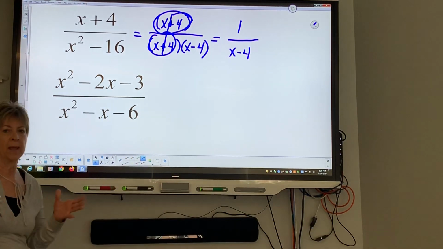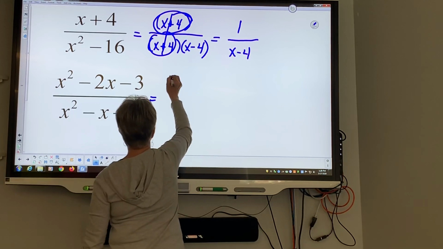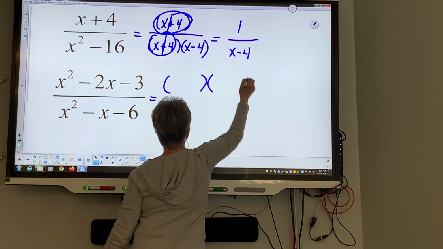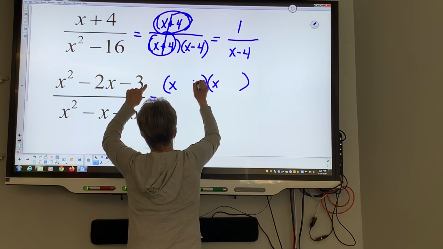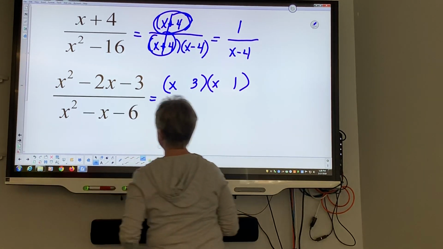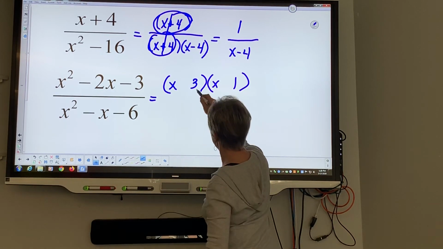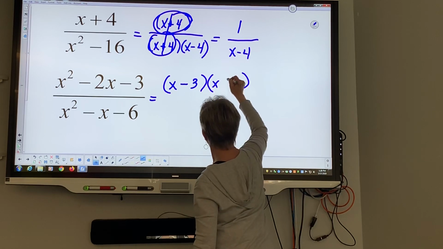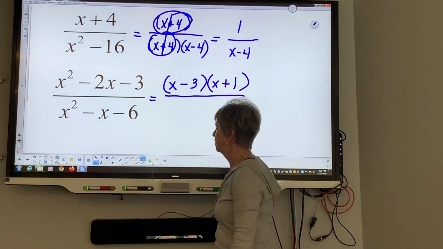Okay, next one. Now I got some trinomials. So trinomials, we reverse FOIL. First term is x squared, so I need an x and an x. Only factors of 3 are 3 and 1. That makes that pretty easy. I want to get a -2 from my inners and outers, so the 3 is going to have to be negative and the 1 is going to have to be positive.